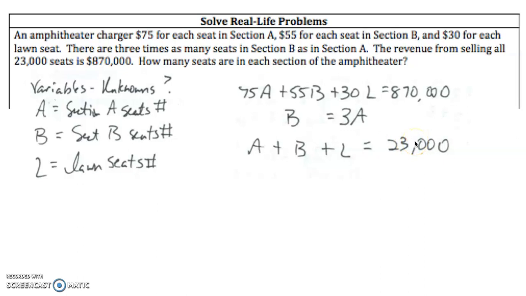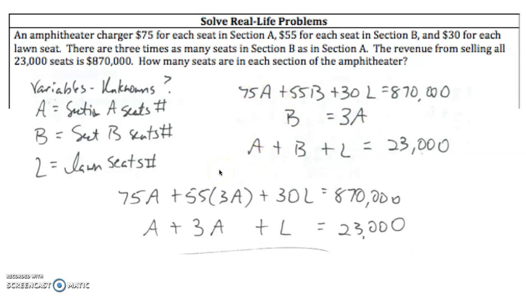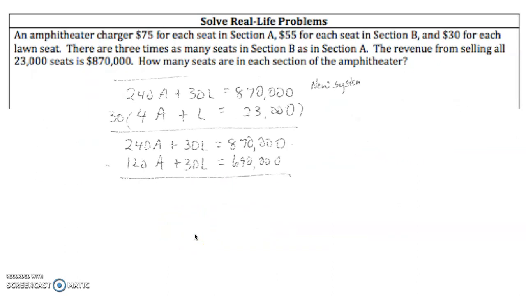Now I have to decide, do I want to solve this using elimination or substitution? I'm going to use substitution because right here I have B equals 3A. So I'm going to substitute that into my top and my third equation for B. And so then I'm going to get a new system. So I'm going to multiply here and combine my A's. So I get 240A plus 30L equals 870,000, and 4A plus L equals 23,000.